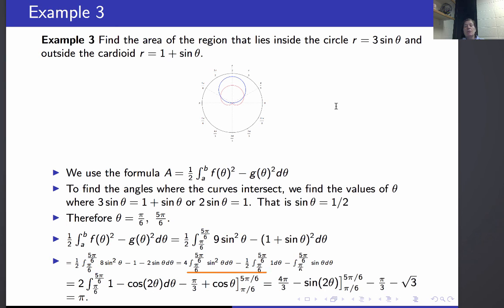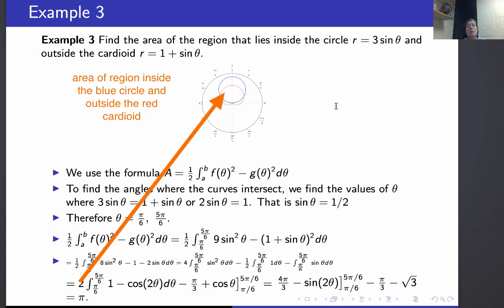I'm breaking up this integral and using the half angle formula for sine squared, and then evaluating at the endpoints. I find that the area between these two curves, between the angles pi over 6 and 5 pi over 6, is equal to pi.